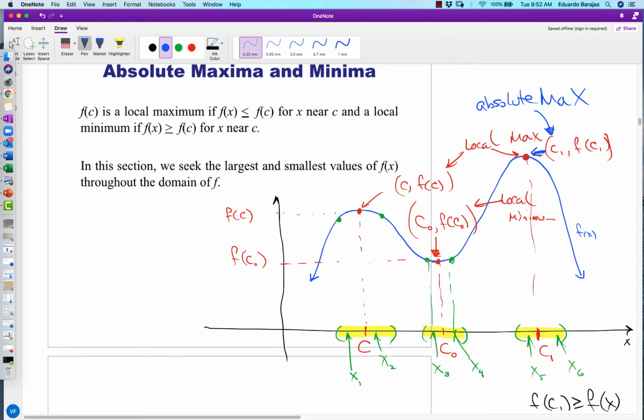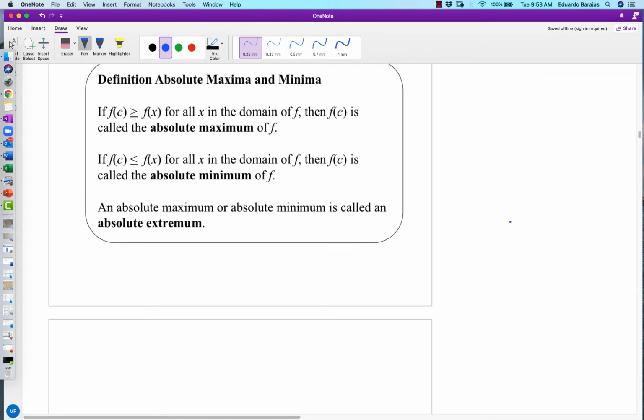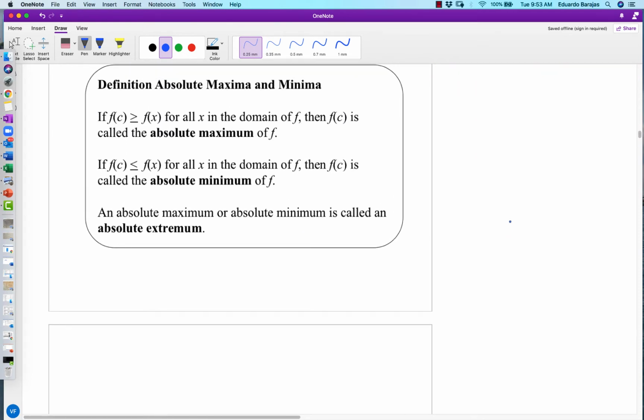It's the absolute highest value, largest value output in the range of this function, right? There's no other value in our function that's higher than this point. It's the maximum point. On the other hand, if f of c is less than or equal to f of x for all x in the domain of f, then f of c is called the absolute minimum of f. An absolute maximum or absolute minimum is called an absolute extremum.